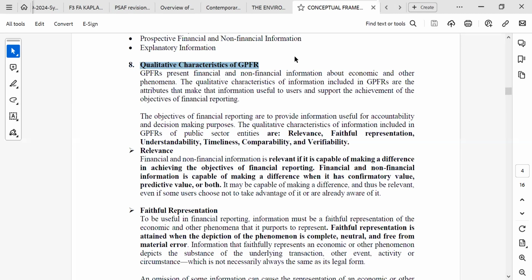So faithful representation will mean whatever figures that are recognized or present on the financial statement should reflect the facts. For instance, if we are getting more productivity because COVID is in, you shouldn't say it's because of your prudent policies. You should be faithful to the circumstance leading to the productivity. That's how I understand it.